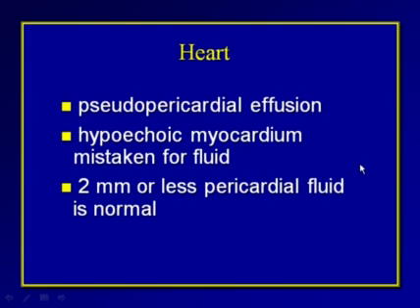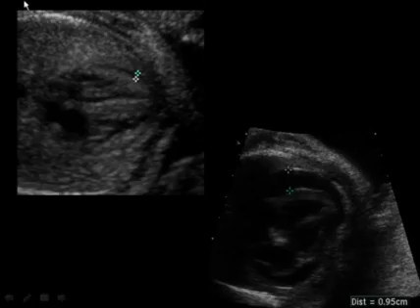When looking at the heart, remember that pericardial fluid is normal if there's less than 2 millimeters. It's not defined as a pericardial effusion until it's larger than 2 millimeters. And be careful not to mistake the hypoechoic myocardium as pericardial fluid.